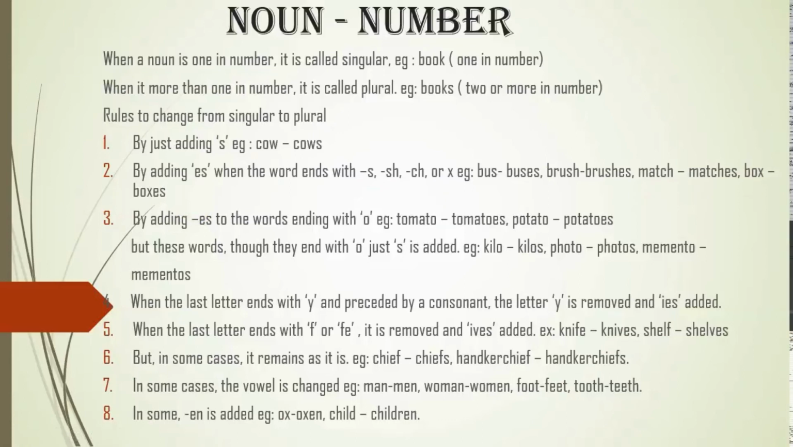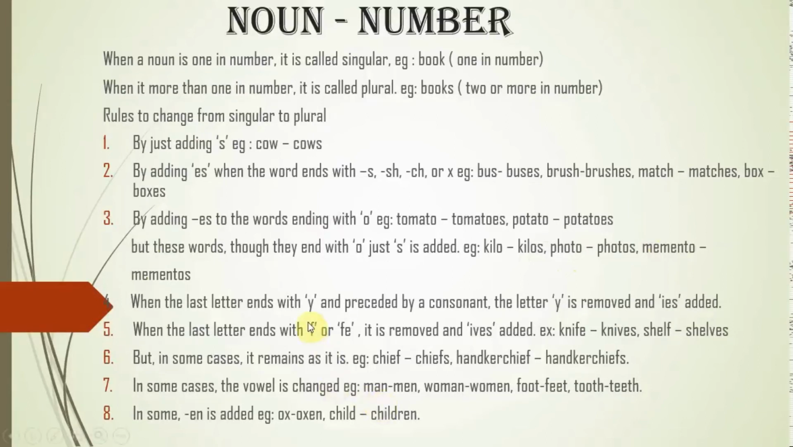But see here, we have to add ES to the words which end with O. Tomato, tomatoes, potato, potatoes. There are certain exceptions. See here, after O, we have added ES here, but after O, we are not adding ES here. These words are exceptional. Kilo, kilos, photo, photos, memento and mementos. That clear? Yes? Shall we move ahead?